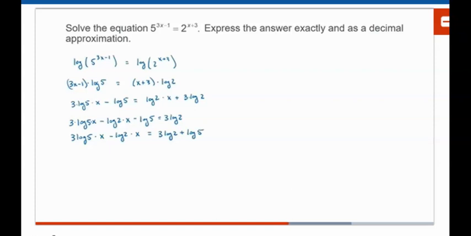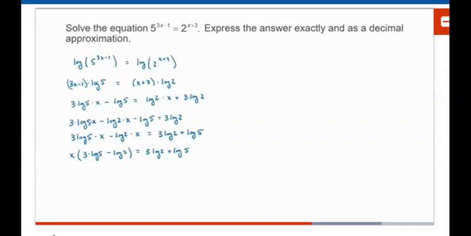Now, we would like to get x by itself, and when you look at the left-hand side, you can see that we have 2 terms, but both of them involve x. So let's go ahead and factor that x out of those 2 terms. And what we're left with is 3 times the log of 5 minus the log of 2, and all of that is equal to 3 log 2 plus log 5.